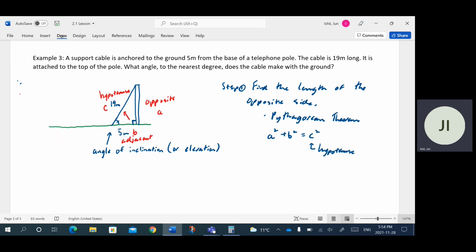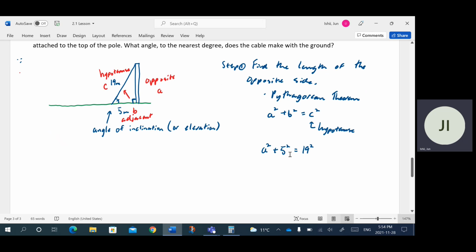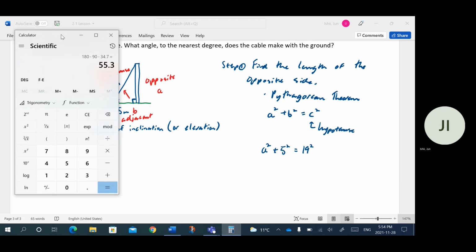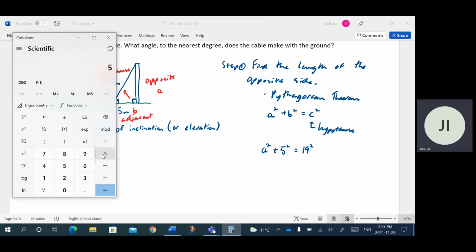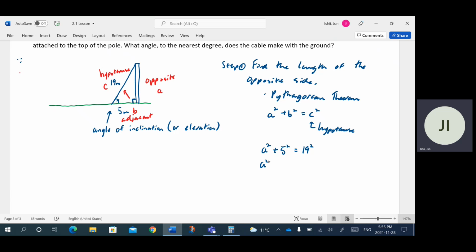So if I was to sub those into the formula, my opposite side is what I'm trying to find, so I'm just going to leave that as a squared plus b squared. b is equal to 5, so that's 5 squared, equals c squared, which is 19 squared. What I need to do here is solve for a. First, I'm going to find out what 5 squared is. Well, that's 5 times 5, which is 25. So this is the same as a squared plus 25 equals 19 squared.